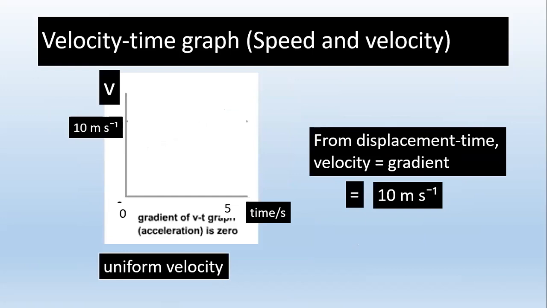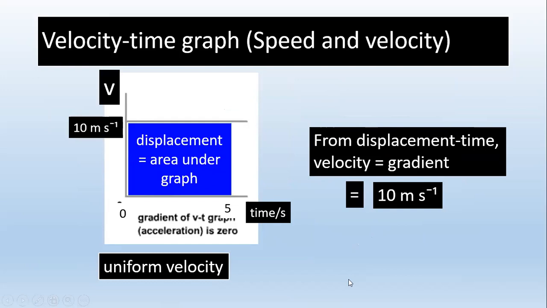Then how do we represent the velocity-time graph? Whether it's speed or velocity doesn't matter because there's no direction here. It's still the same, right? We have already calculated the speed. The constant speed is 10 meters per second. We just put that value and draw a horizontal line. That's the velocity-time graph. Then we need to know that the area under the graph gives the displacement.